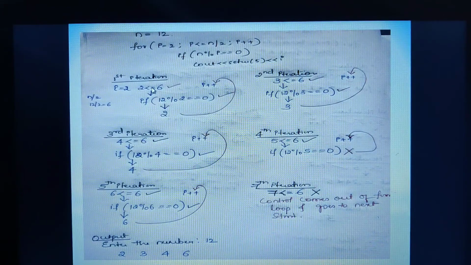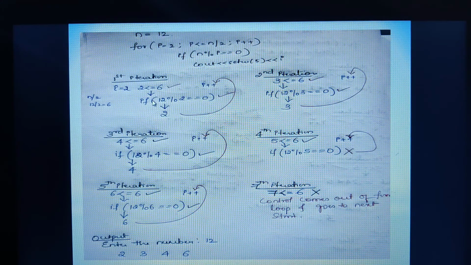So at the first iteration, what happens? i is equal to 2, because of this for loop. After this, it goes to the condition checking. What is the value of i? That is 2. So n divided by 2 means 12 divided by 2, that is 6. Whether 2 is less than or equal to 6? Yes, the condition is true.